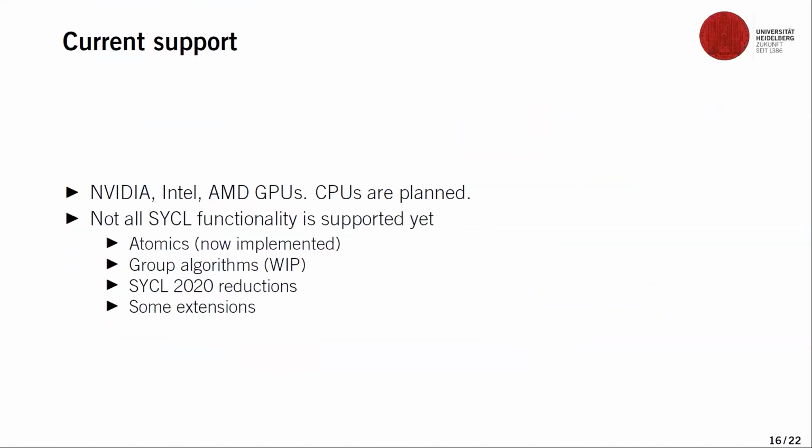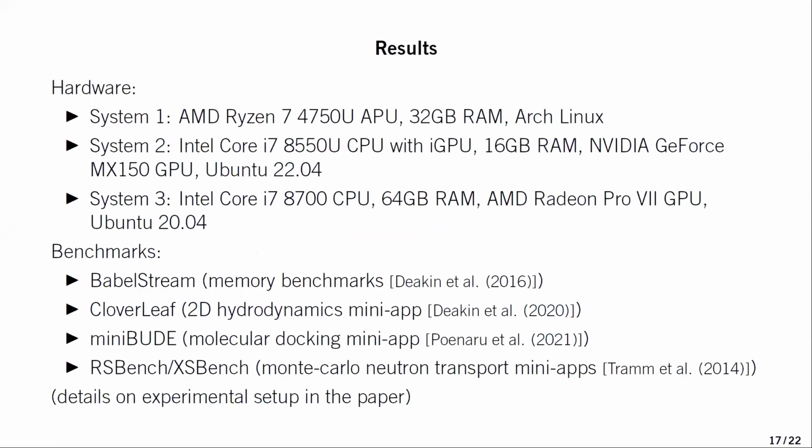So what is the current support? We support this for NVIDIA, Intel, and AMD GPUs. CPU support is planned, and not all SYCL functionality is supported yet. At the time of submission of the paper, atomics were not yet implemented. They are now fully implemented and supported across all the backends. Group algorithms are now work in progress, but SYCL 2020 reductions and some extensions are not yet supported in that flow.